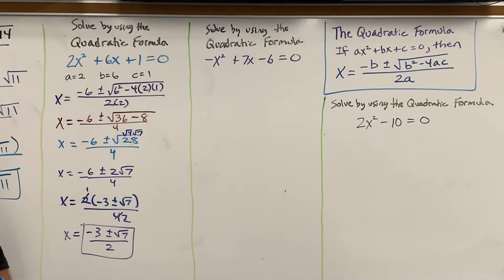And notice that actually represents 2 answers, the plus and minus. Look, negative 3 plus square root 7 over 2 is one of the solutions. Negative 3 minus square root 7 over 2 is the other solution. That's just a shortcut way of writing both of those.